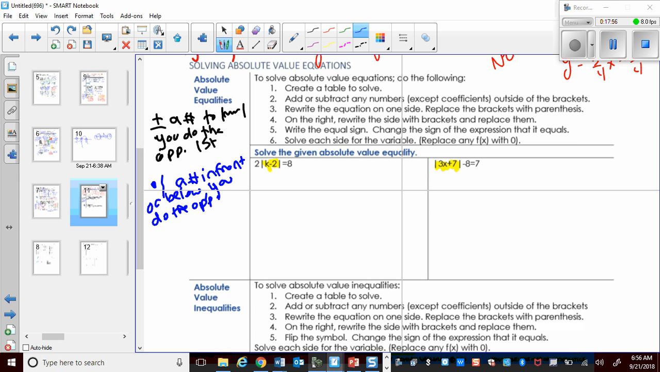So if you look at the first one, there is a coefficient outside. It's 2. That means I need to do the opposite. It's multiplied there. It's like saying 2 times k minus 2 equals 8. You are going to have to divide this 2 away. Okay? That's going to leave me with k minus 2 equals 4. Now, where are we at in the directions? We did not create a table, so we're going to do that. Here's my table.